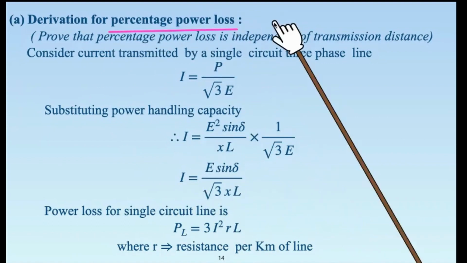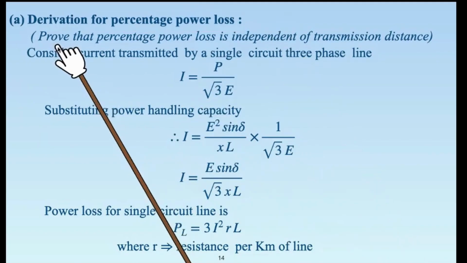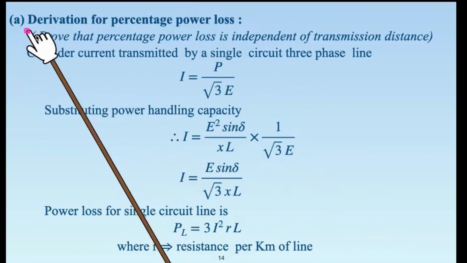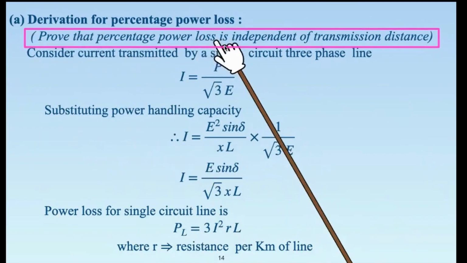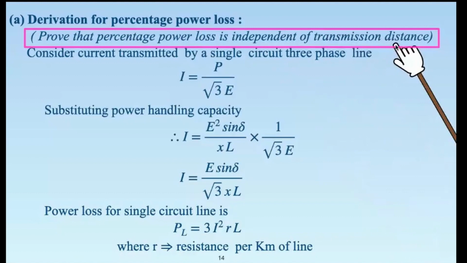We are not talking about the power loss that takes place in the generator or the transformer and other things. We are simply taking the transmission power loss. Keeping this in mind, the most common question asked in the examination is to prove that percentage power loss in case of HVAC line is independent of transmission distance. This is quite remarkable, that percentage power loss is simply independent of transmission line distance. So we are going to check that.